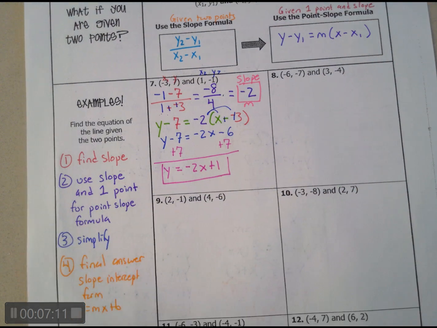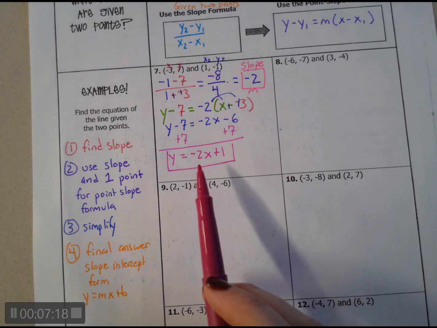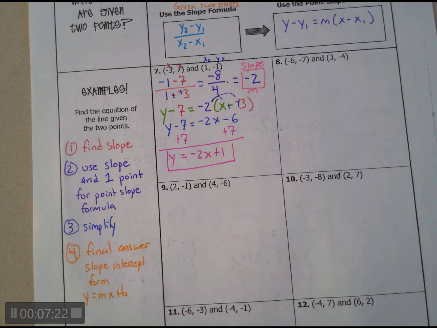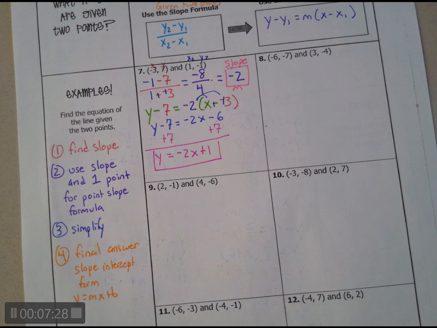And if you notice, we are in y equals mx plus b form. Because our m is -2. And then what's my y-intercept? It's that 1, which is my b. Perfect. Okay? So that's how we are going to be solving these. Alright, so let's take a look at number 8.